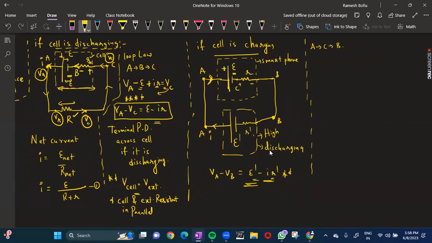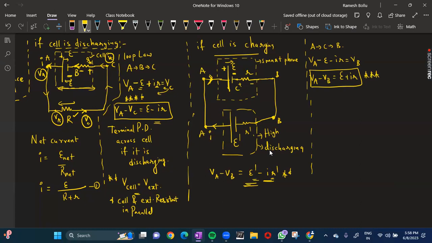What is the potential at A, tell me? Potential at A is VA. I walk from high to low, so I put minus E. Then inside the internal resistance, how am I walking? High to low, so minus I into small r, equal to VB. So what is VA minus VB? E plus I into small r. This is a standard formula.